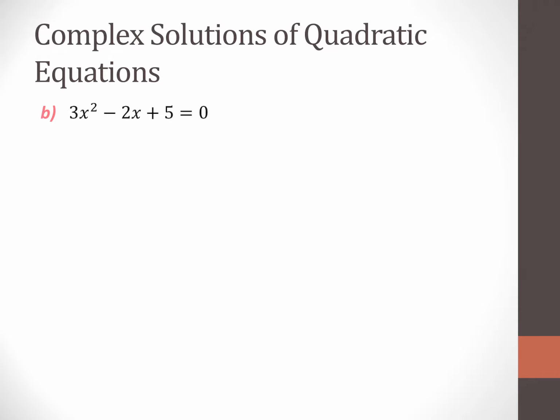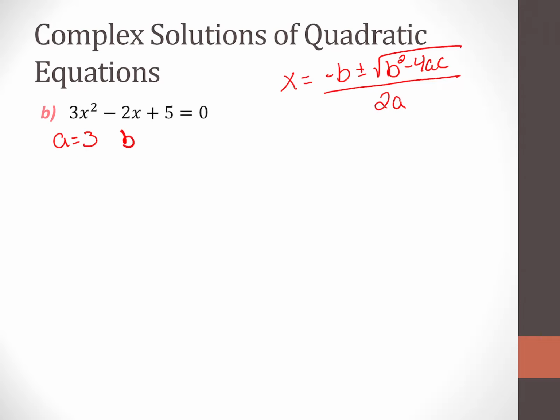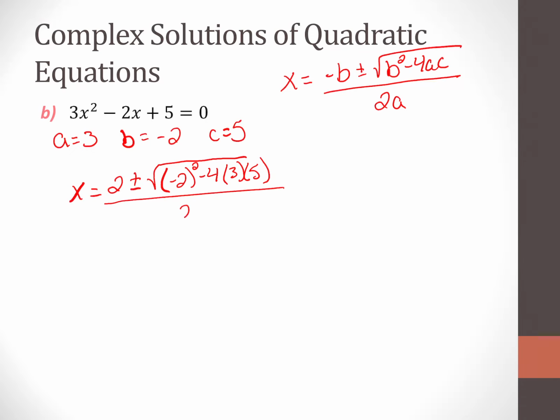The next one, we have 3 terms, so we're going to use our quadratic formula. Remember your quadratic formula, x equals negative b plus or minus square root b squared minus 4ac all over 2a. So if we are looking at this and we want to substitute in, remember our a is 3, our b is negative 2, and our c is 5. So plugging in, x would equal negative b. Our b is already negative, so 2 plus or minus square root negative 2 squared minus 4 times a times c all over 2 times our a.